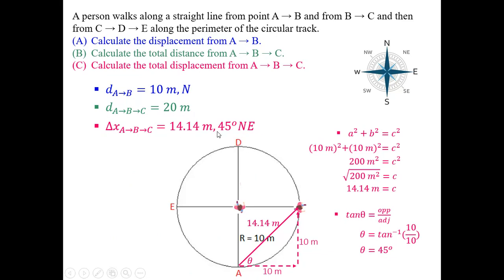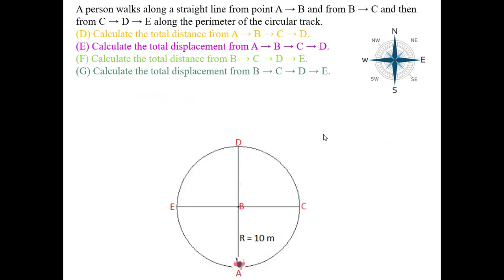14.14 meters and then 45 degrees. Now that we calculated theta, you need to tell whoever's rating or assessing you that it is 45 degrees northeast. It's not sufficient to just say 45 degrees. You need to specify 45 degrees northeast because this arrow is pointing right and up, which is in the northeast quadrant of the compass.